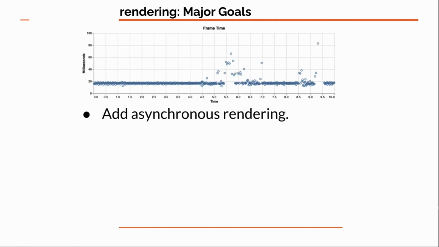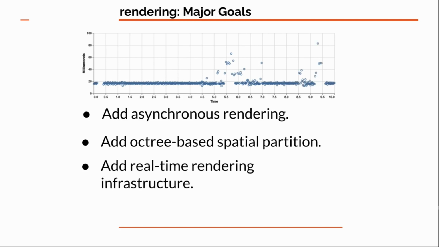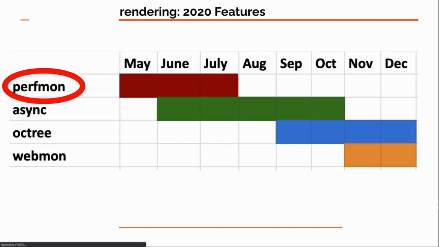So, translating that into what we're actually going to do, this is kind of what we came up with at the beginning. Add asynchronous rendering, add an octree spatial partition, add some infrastructure, and promote practices that are compatible with real-time rendering. So I'm coming from this background. I've worked on this stuff for really like 20 years. So I have a lot of ideas about what I've seen is successful. And so I wanted to communicate that, and hopefully Napari can adopt some of it.